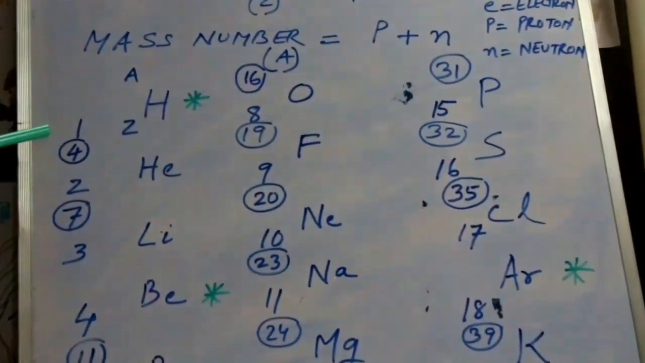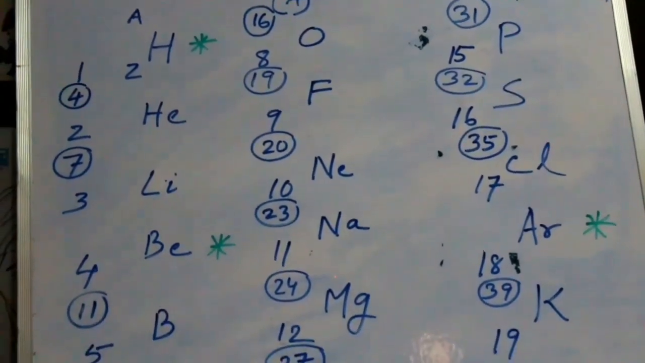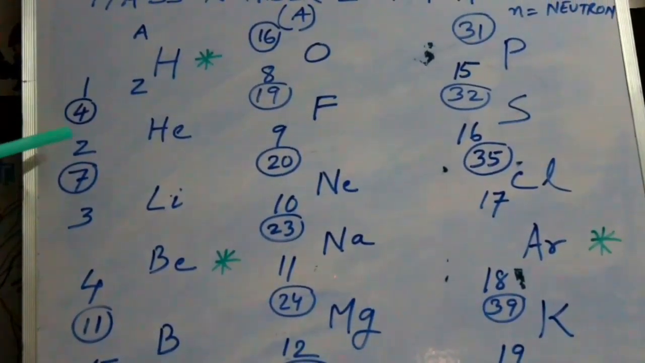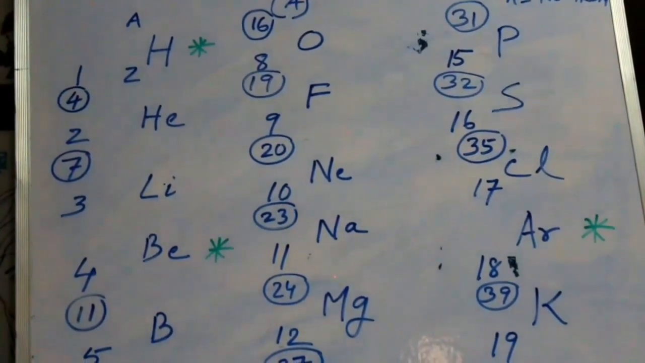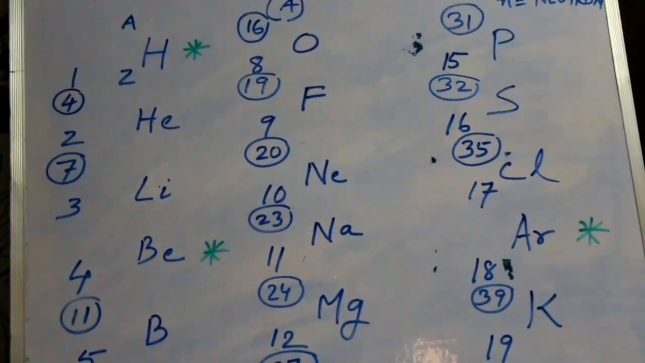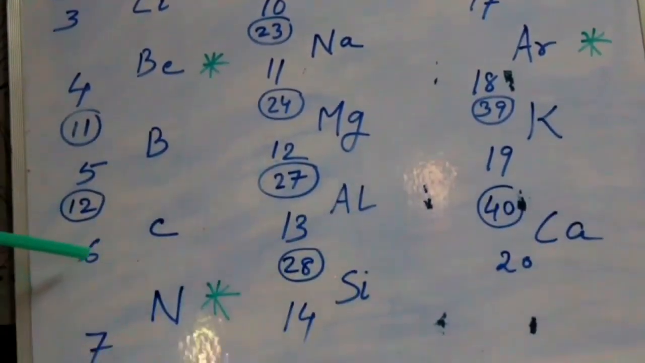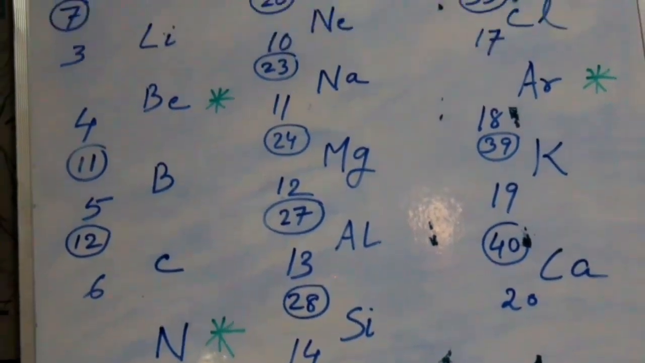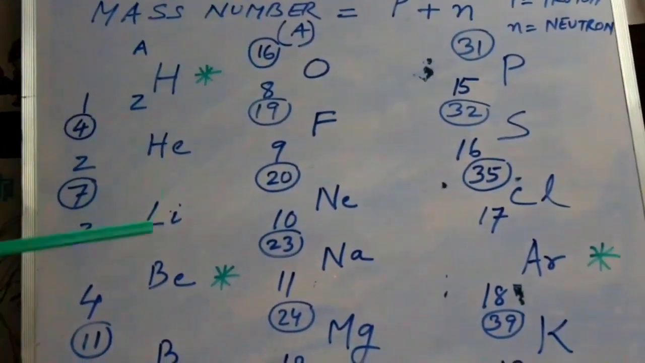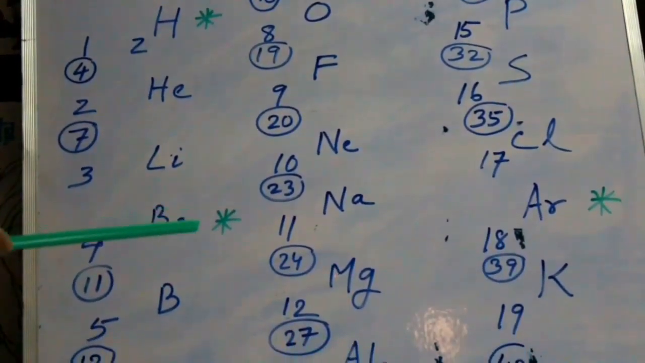Here, atomic number 2, that means even, the mass number will be just double. So 2 double is 4. So in case of helium, atomic number is 2, mass number is 4. Now beryllium is an exception. Now we are coming to carbon. 6 double is 12. Here we have oxygen. 8 double is 16.